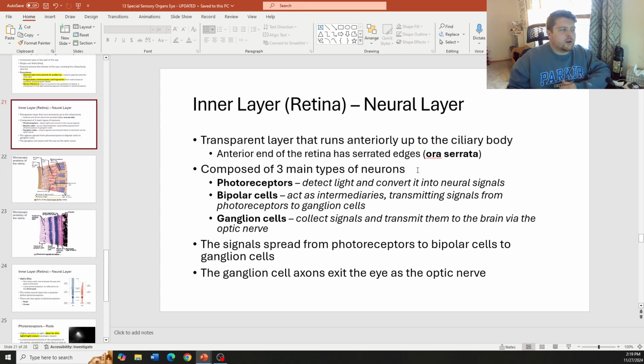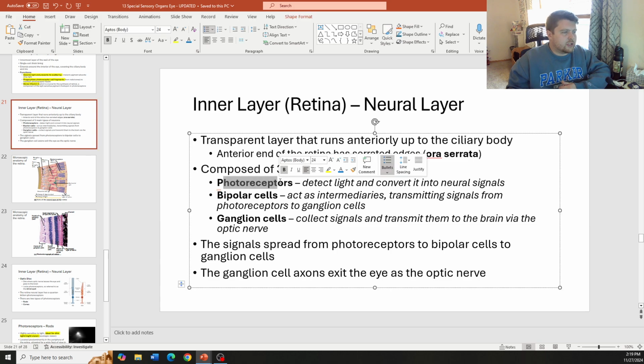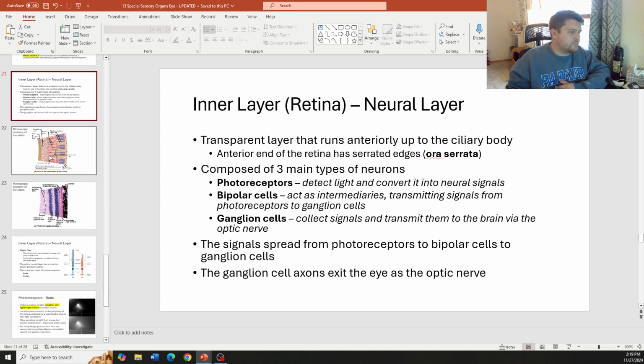There are three types of neurons there. There are photoreceptors, which work on detecting the light and converting it to neural signals. Bipolar cells, which are intermediaries. They transmit the signal. And then ganglion cells, which collect all the signals and then carry them to the brain through the optic nerve.